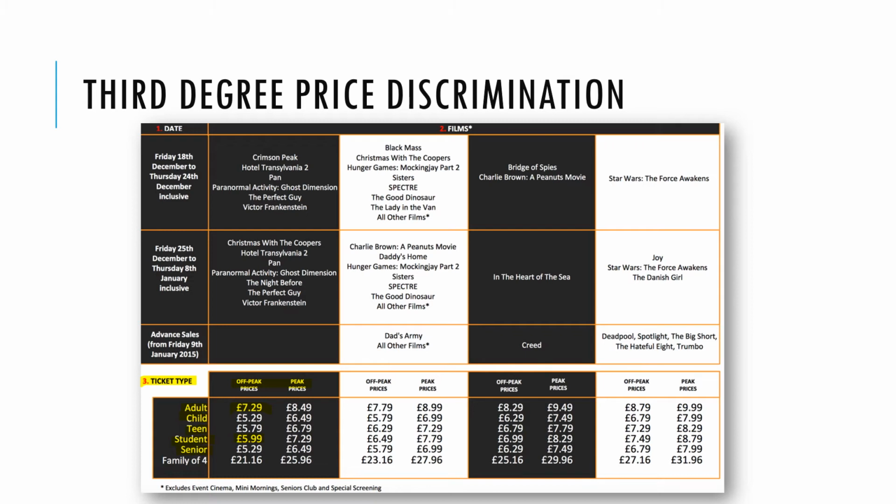And as long as they can ensure that an adult can't buy a student's ticket, so there's no risk of arbitrage, this is a way of allowing adults to pay that higher price, £7.29, but also still being able to maximize or increase revenue by attracting students who have more price elastic demand.